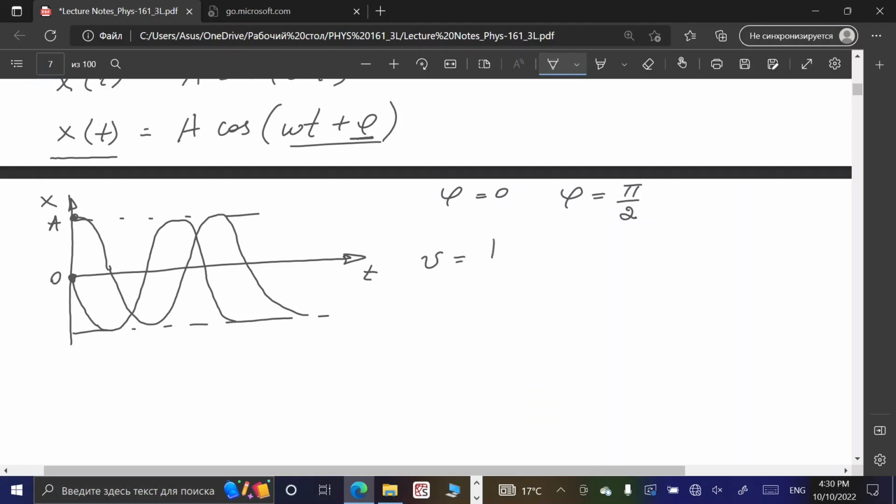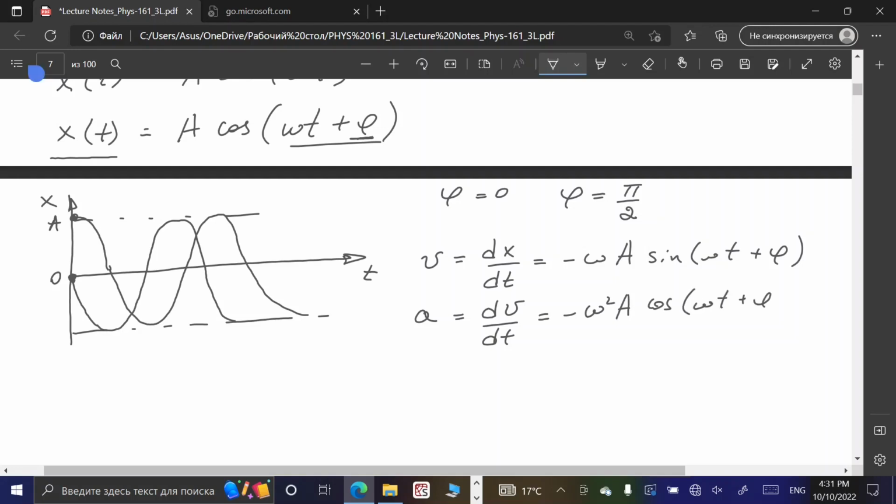So velocity is first derivative of position over time, and that will be minus omega times amplitude times sinus omega t plus phi. In order to get acceleration as a function of time, that will be first derivative of velocity over time: minus omega square times A times cosinus omega t plus phi. So here we see that all kinematic parameters, meaning position, velocity, and acceleration, are functions of time, and what is most important, they are periodic functions of time, because we have these sinus, cosinus functions.